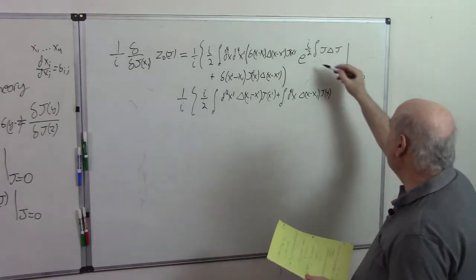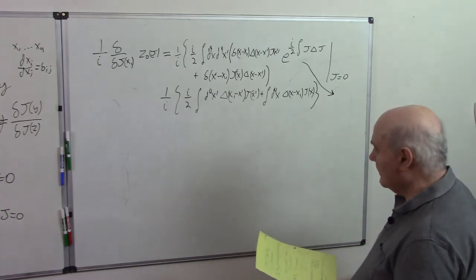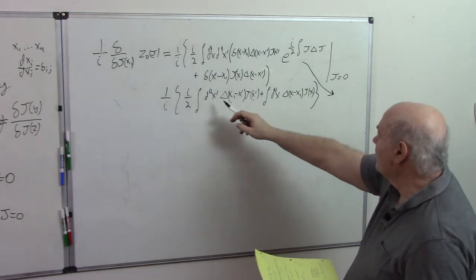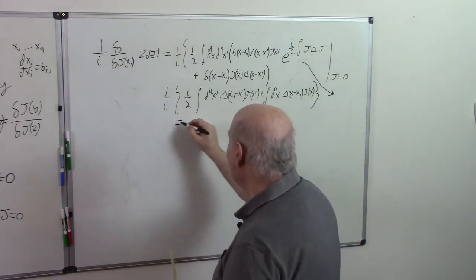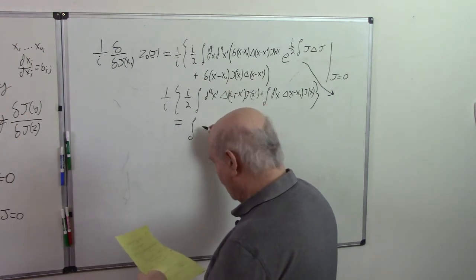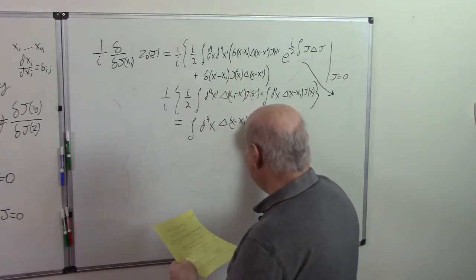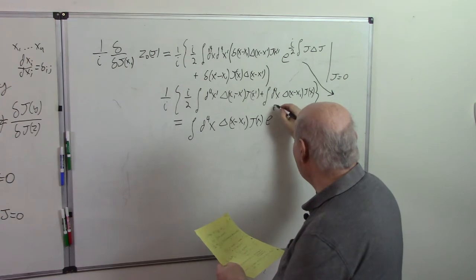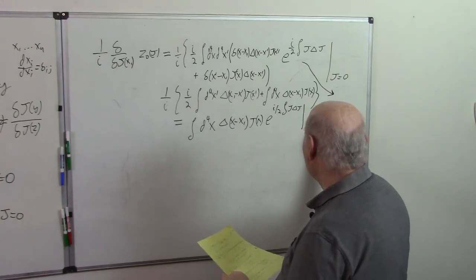Okay, and then we still carry this thing, keeps coming down. If you look at these two, you can realize they're the same. If you just set x equal to x prime, these things are actually the same. So the 1 over i cancels the i. The 2, we're going to have two terms. So this just becomes the integral of d4x delta of x minus x1 j of x e to the i over 2, the integral of j del j, evaluated at j equals 0.